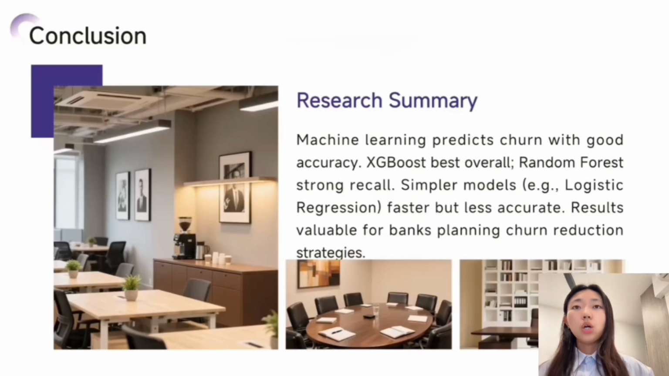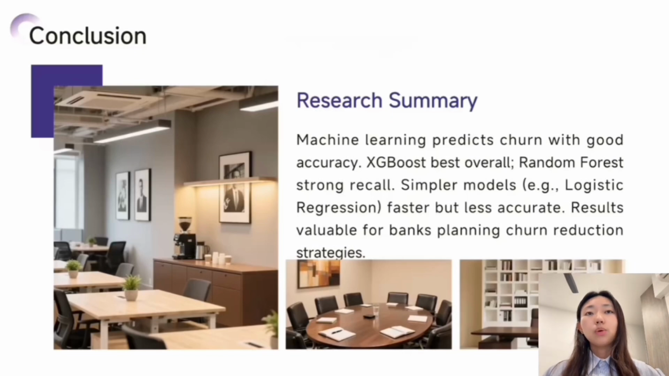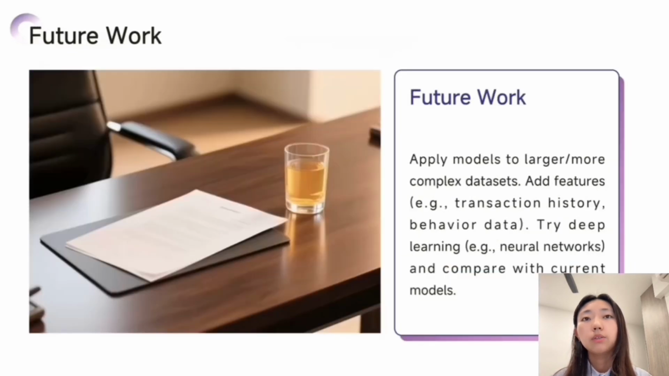These results show that choosing the right model is important when trying to predict customer churn. They can help guide future work in this area. For example, banks and other companies can use this model to better understand which customers might leave and take action to keep them. It can improve customer satisfaction and reduce loss. Future studies could test more models or use more data to improve the predictions even further.